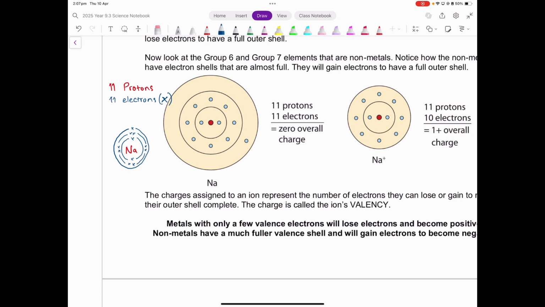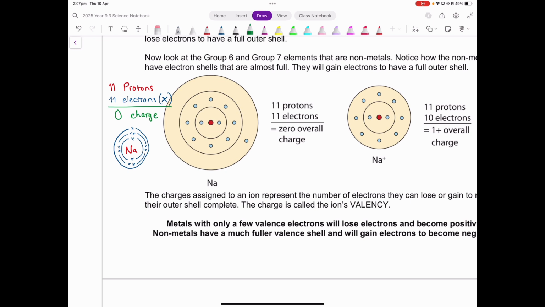When we look at the charge, and I always like to write the charge in green, what would the charge be in this case? If I have 11 positives and 11 negatives, it is going to be neutral. And neutral is the same as saying zero charge. It is neutral.